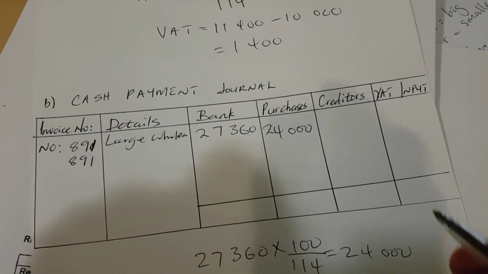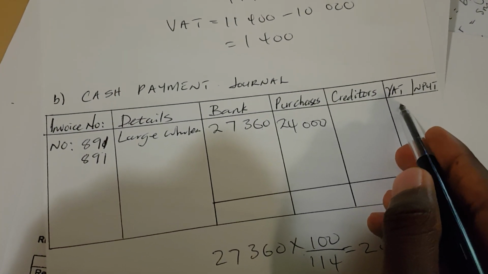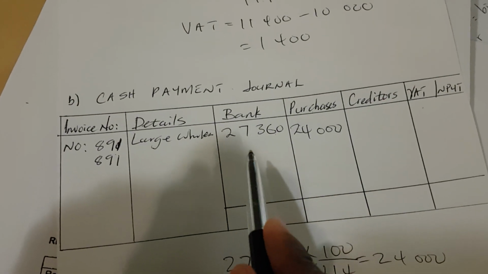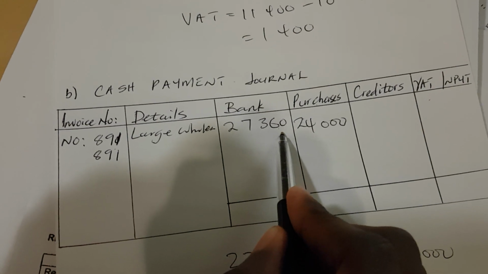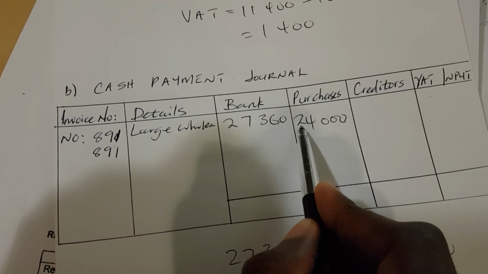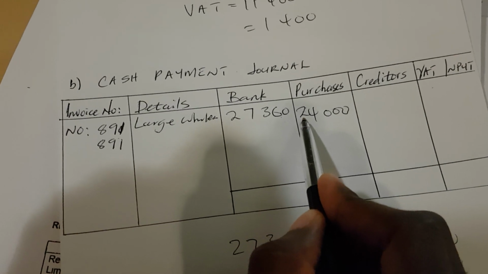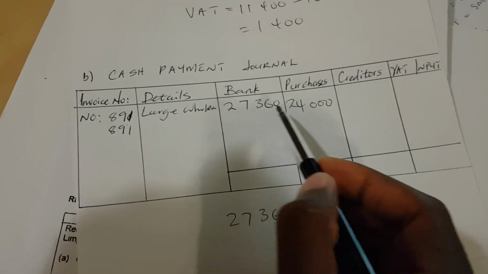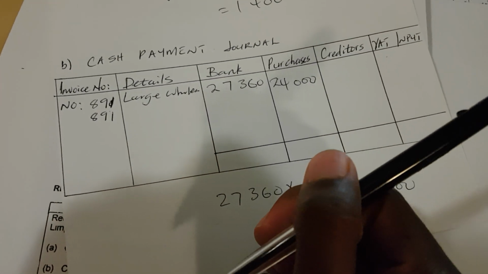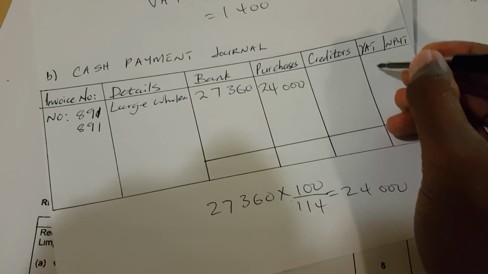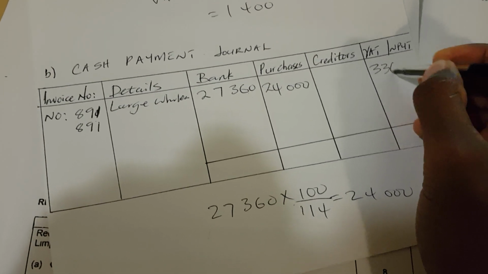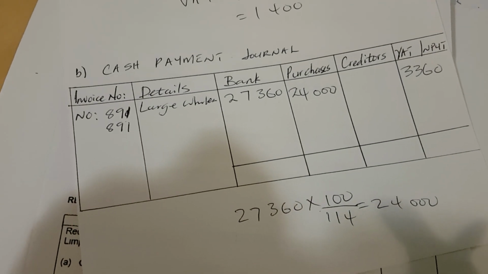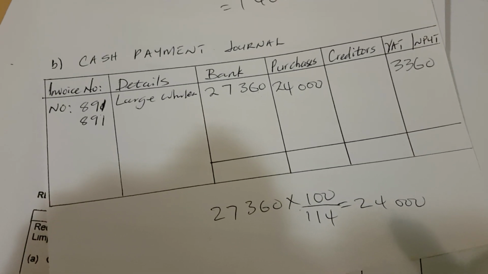And then how much is going to be our VAT? Okay, so now we'll say 27,360 VAT is inclusive, 24,000 VAT is not inclusive, and then this minus this, we will get the actual amount of VAT. So let's subtract the two, and then we will get 3,360. That will be our VAT.